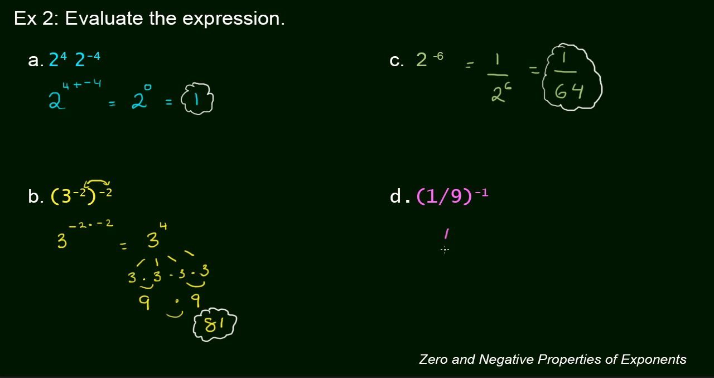Finally, I have 1 over 9, the quantity raised to negative 1. Again, every time I see parentheses, think about distributing with every exponent inside. Both of these 1 and 9 have an exponent of 1, so this is 1 to the power of negative 1 over 9 to the power of negative 1. So I have to take the reciprocal of both numbers, and when I do that, I end up with 9 over 1, which I can simply write as 9.